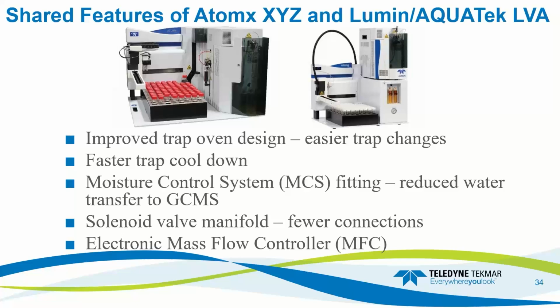And we have focused a large amount of effort on improvements to our moisture control by creating the moisture control system fitting, which reduces water and moisture headed to the GC, reducing peak interference and increasing sensitivity and increasing the GC column lifespan, which extends routine maintenance intervals. This moisture control fitting can also reduce or eliminate the need for dry purge. The solenoid valve manifold, which has fewer plumbing connections, making troubleshooting easier. And lastly, the electronic mass flow controller, which allows for independent programmable flow control in all modes. Higher flow rates means less bake time, decreasing the sample cycle time for each sample.